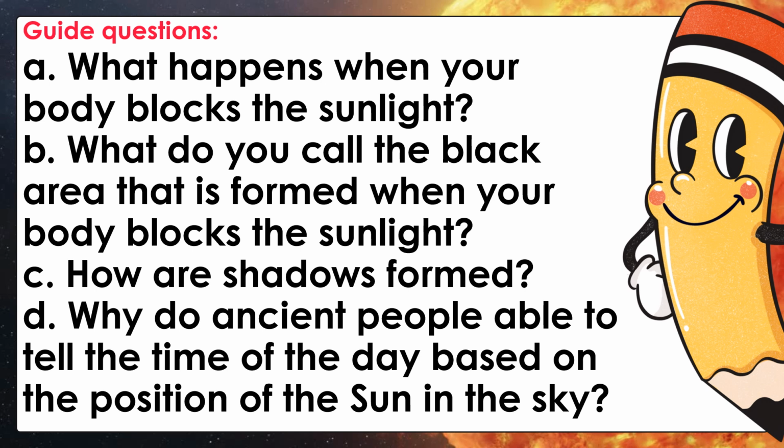Guide questions. A. What happens when your body blocks the sunlight? B. What do you call the black area that is formed when your body blocks the sunlight? C. How are shadows formed? D. Why were ancient people able to tell the time of the day based on the position of the sun in the sky?